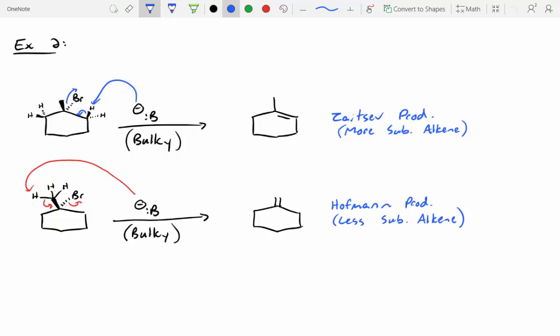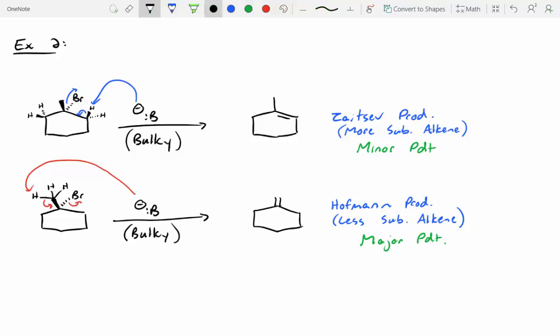Because in the blue pathway, you have to orient yourself at the correct face of that cyclohexane ring, versus the red pathway, you're just going after a methyl group that's essentially spinning around like a helicopter blade. You don't have to approach it from a specific angle like you would with the blue pathway. So whenever you have a bulky base, you tend to favor your Hoffman products. So in this reaction, this would be our major, and this would be our minor product.